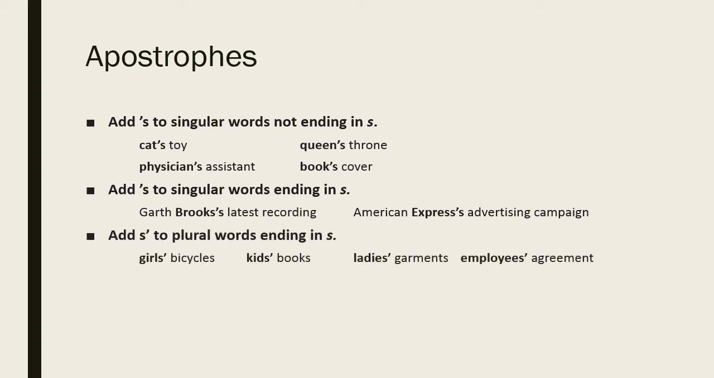We add S and then apostrophe to plural words ending in S. For example, girls' bicycles, kids' books, ladies' garments, employees' agreements. Now here, girls, kids, ladies and employees are already plural words. They end in S, so we use just an apostrophe and not again an S.